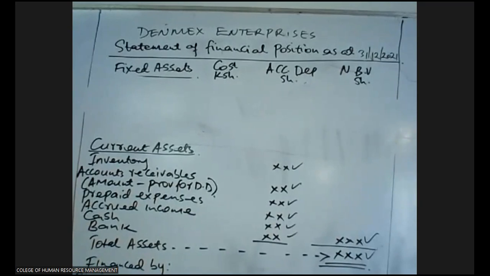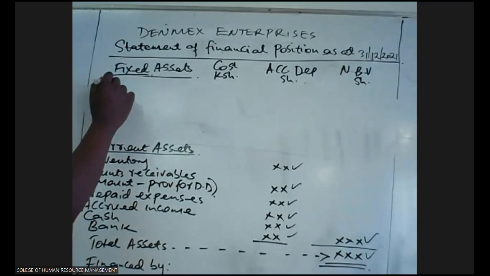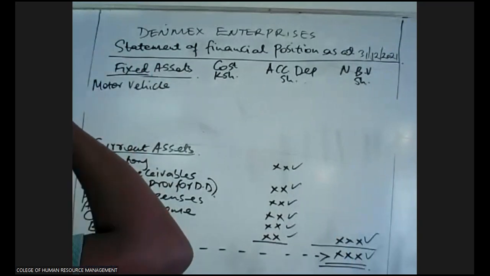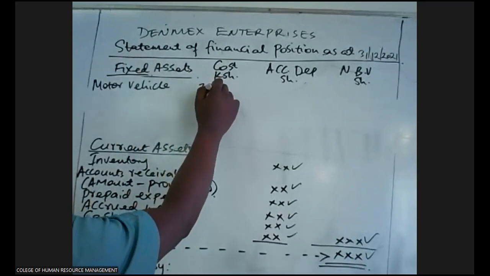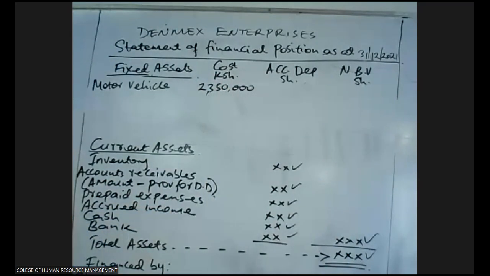Then we go to the fixed assets. What are the assets that we have here that are of fixed nature? One is the motor vehicle. How much is the cost of the motor vehicle? 2,350,000. Then we are told down there about depreciation on motor vehicle is provided at the rate of 20% per annum on cost.